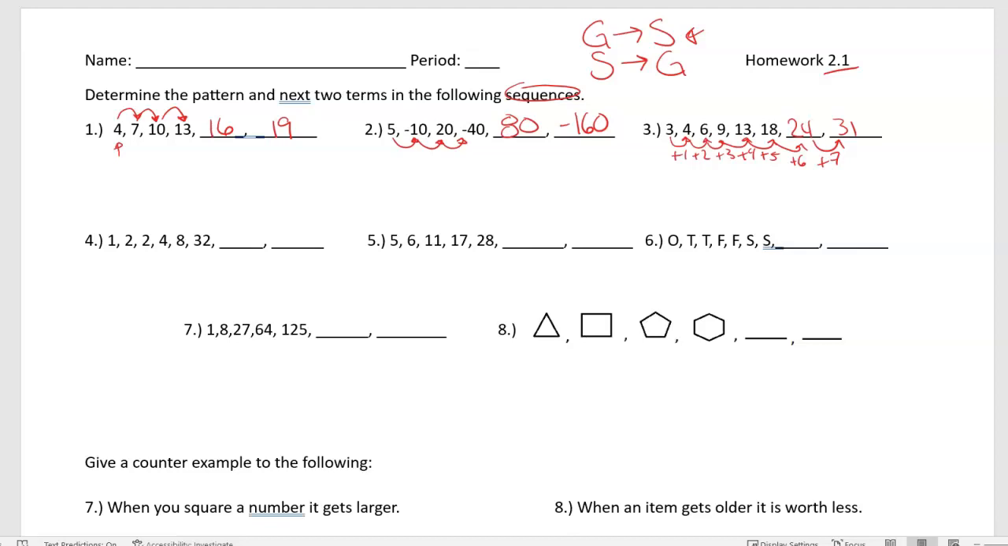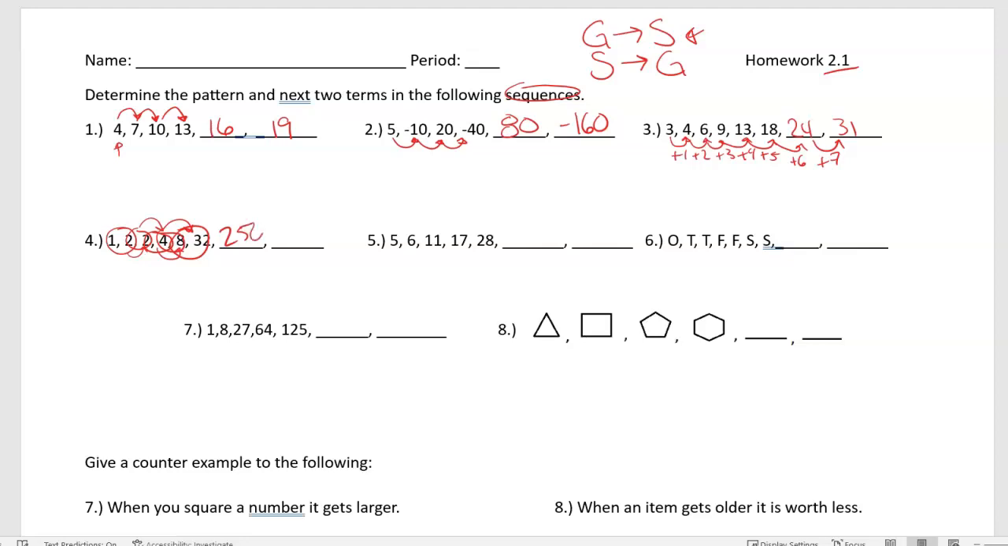Now the next one, 1 becomes 2, 2 becomes 2, 2 becomes 4. What is going on here? Well, me personally, I see that those multiply to get 2, these multiply to get 4, these multiply to get 8, these multiply to get 32, and then I'm going to have to use a calculator on that because I can't do that in my head very easily. 32 times 8, that's going to give me 256.